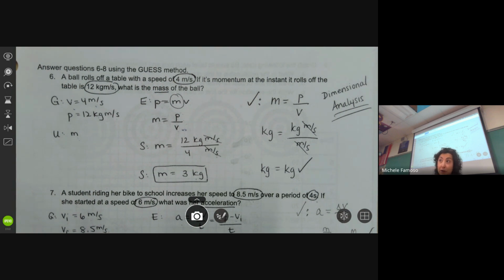It's not did you write half the units down? Did you write all but one unit down? It's did you write them all down? It's either all right or all wrong.